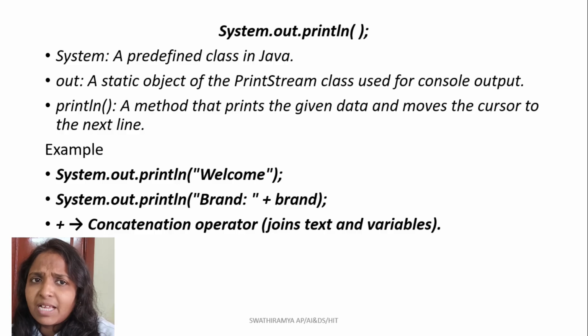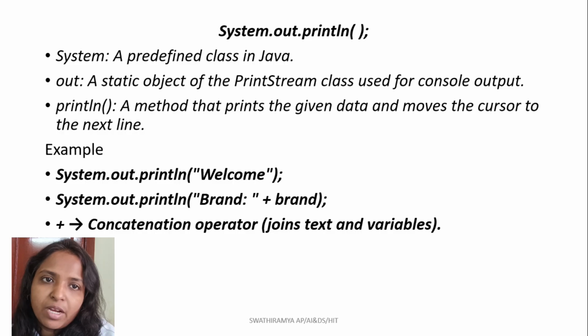The print stream classes all have the functions for input and output operations. The print stream class is used to display the output. This is the object of the print stream class. System is a class and out is an object of the predefined class called print stream class. This print stream class is specially designed for console input output things.